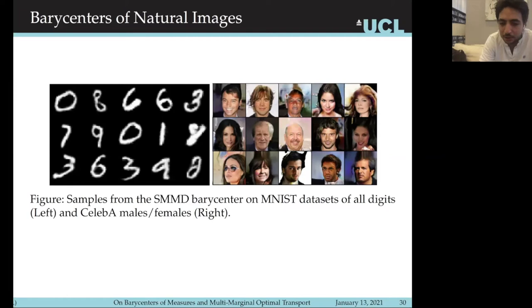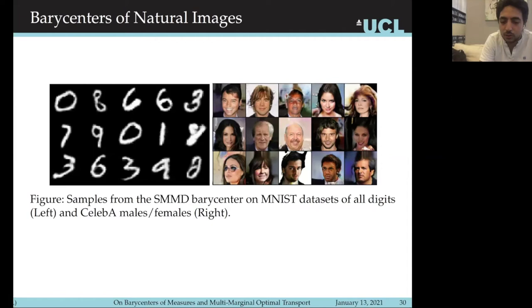And here we compute the barycenter of CelebA males and CelebA females as the two measures. And we see that it's going to generate from the two classes. So again, here we are enforcing the right inductive biases, for example using CNNs as generative models, which allows us to scale the computation of barycenters to massively high dimensions by comparison with previous algorithms that worked in like R2 and R3 mainly.